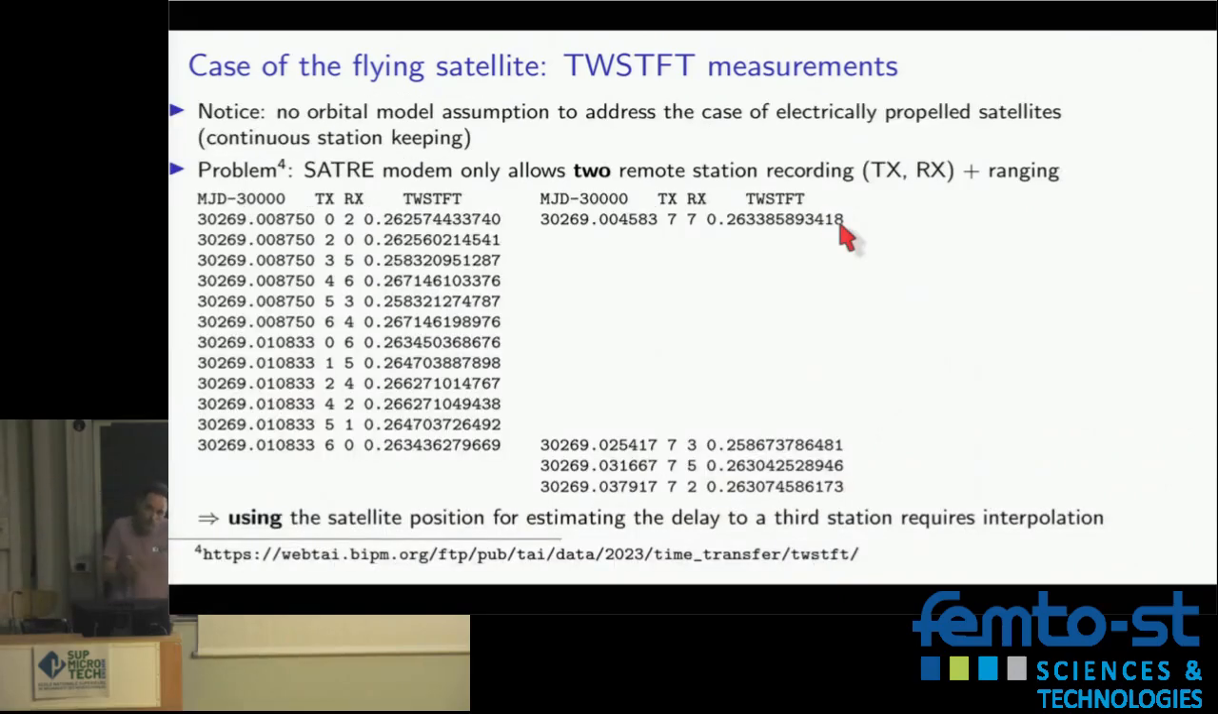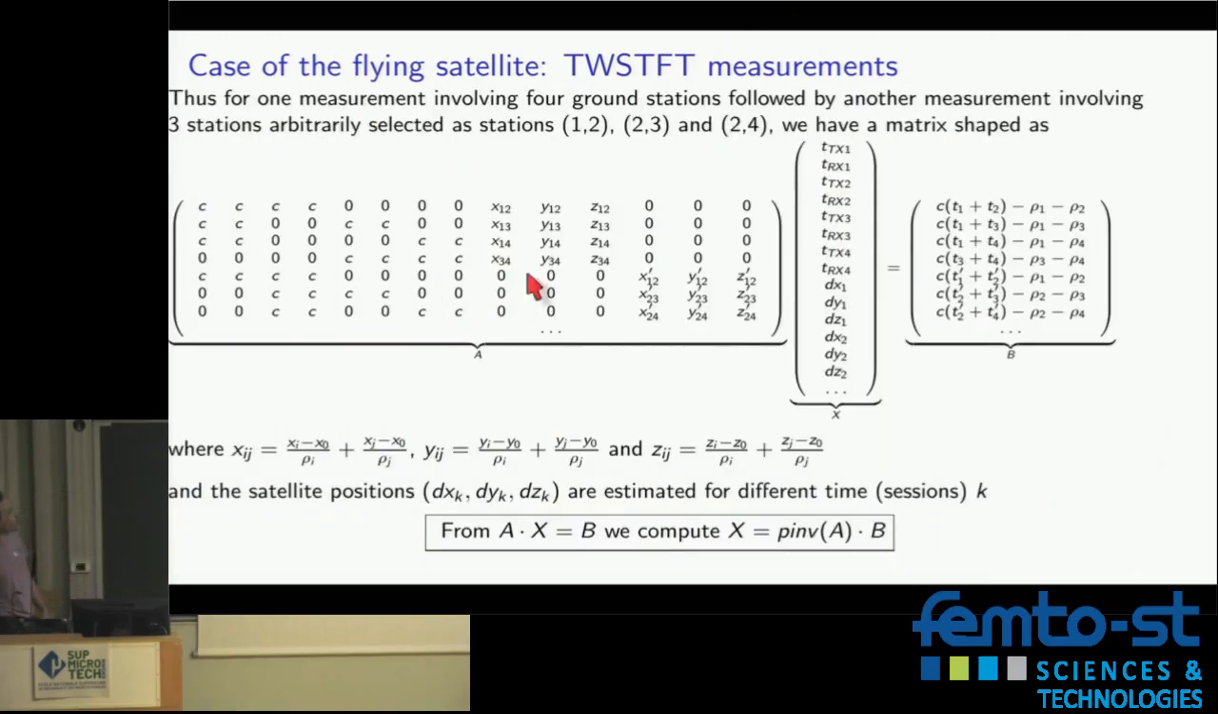This would be more or less simple, except we just said earlier that the satellite can only do measurements two by two. So actually, you would like to have all these observations at the same time, but in practice, there are only two stations that can talk at any given time.